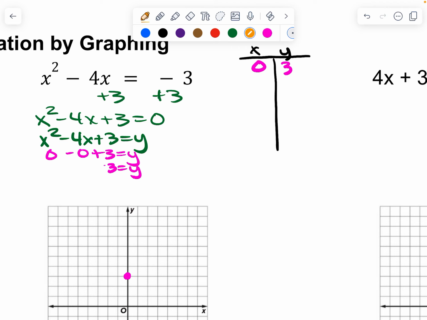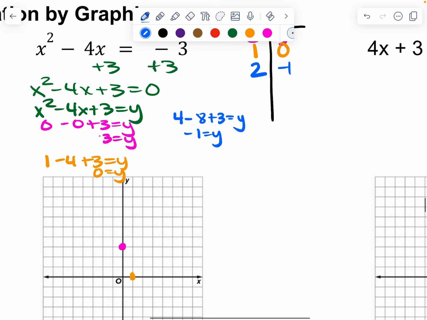Then, if I plug in 1: 1 minus 4 plus 3 equals y. So 1 minus 4 is negative 3. Plus 3 is going to get me 0. So the point 1, 0. We'll do blue. So now I'm going to plug in 2. So 2 squared is 4. 4 times 2 is 8, so 4 minus 8 plus 3 equals y. That's going to get me negative 4 plus 3, which is negative 1. So the point 2, negative 1.